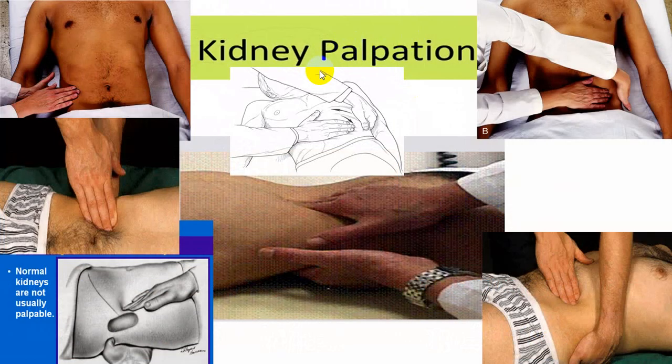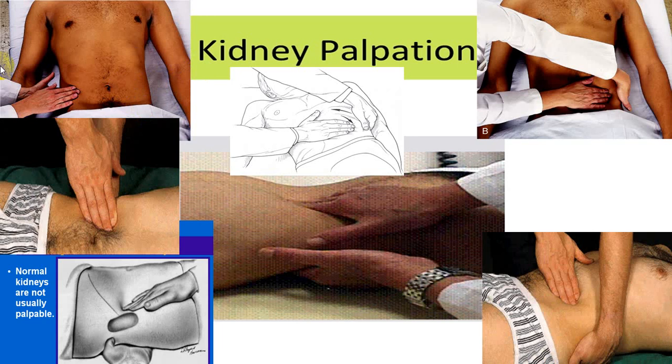Now we go to kidney palpation. It is a bimanual palpation. Kidney cannot be palpable in a normal person. When kidney becomes enlarged two times or three times the original size, then only it is palpable. In an absolutely thin built individual, the lower pole of the right kidney may be palpable, but again it is very, very rare in an absolutely thin emaciated person.